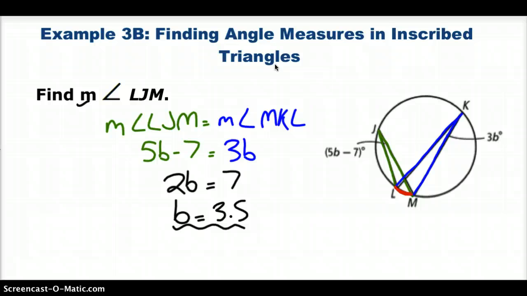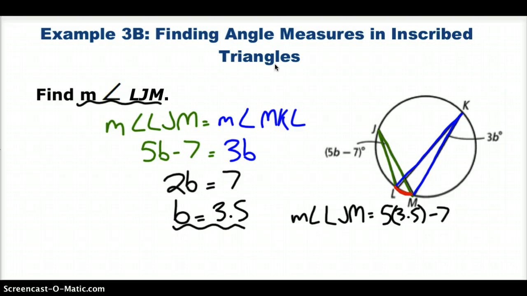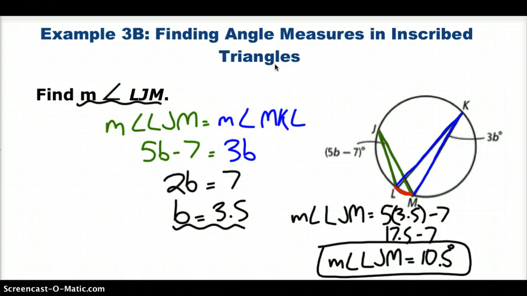Okay, so again, we want to know the measure of angle LJM. So I'm just going to say the measure of angle LJM is going to be equal to 5 times 3.5 minus 7. Okay, and I'll just plug this into my calculator here. So 5 times 3.5 gives me 17.5. And 17.5 minus 7, we would find that the measure of angle LJM is going to be equal to 10.5 degrees. Okay, remember, don't forget your labels here. Don't forget to put degrees.